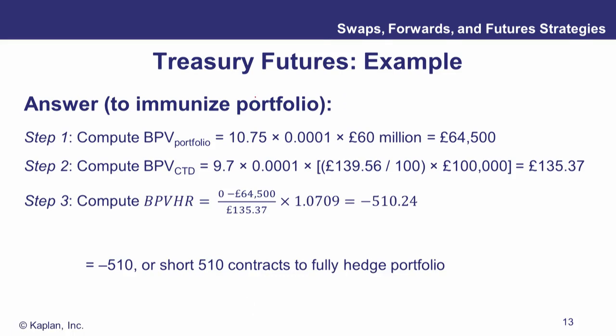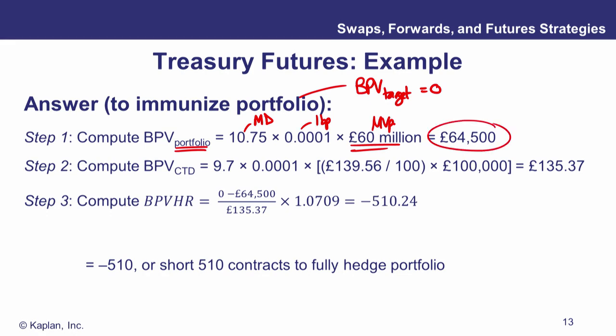So to start off, to immunise the portfolio, this means that our basis point value target is going to be 0. That's trivial. The current basis point value of the portfolio is its modified duration, 10.75, multiplied by 1 basis point, which in decimal terms is 0.0001. And then we multiply through by the value of the portfolio. So go back and have a look at the previous slide. You'll see that the manager's currently sitting on a £60 million portfolio with a duration of 10.75. That's where those numbers are coming from. And that gives us a basis point value right now of 64,500.